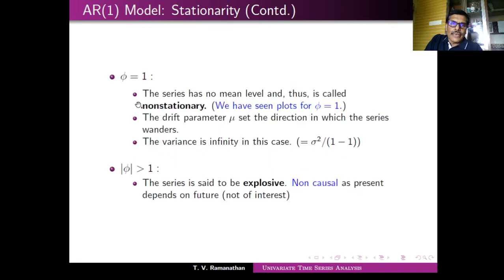And when phi equals 1, we have seen that that is nothing but the random walk case. The series has no mean level and it is called non-stationary. If there is a drift parameter, it sets the direction in which the series wanders to start with, and depending on the variance, it can go either side. The variance is infinity in this case, in fact, because you get sigma square upon 1 minus phi square, and phi equals 1, so it is infinity. And when absolute of phi is greater than 1, the series is said to be explosive, non-causal.